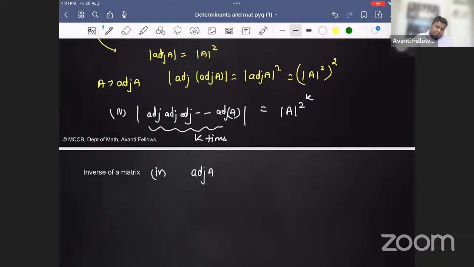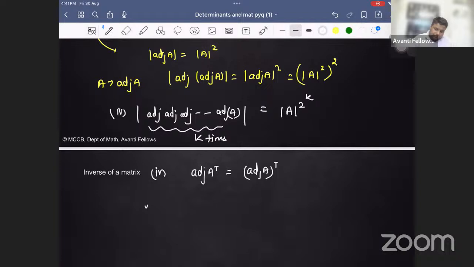Adjoint of A transpose is adjoint A transpose. So you first take the transpose, then you take the adjoint, or you first take the adjoint, then you take the transpose. It does not make any difference.